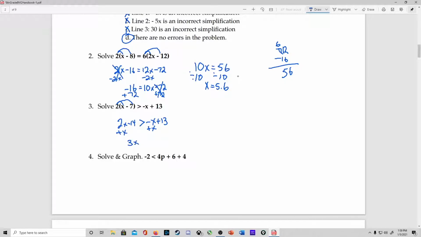So now that gives me 3x minus 14 is greater than 13. Now again, I have all my x's over here, and I still have a constant and a constant. So I want to move this over, so I do the opposite. I'm going to add 14. And again, you can see I've kept positives on both sides, so I don't have to worry about that flipping of the inequality, which is a really easy step to forget.